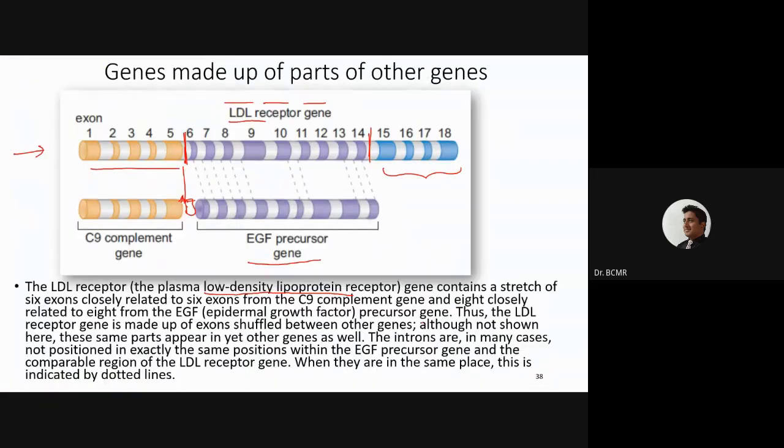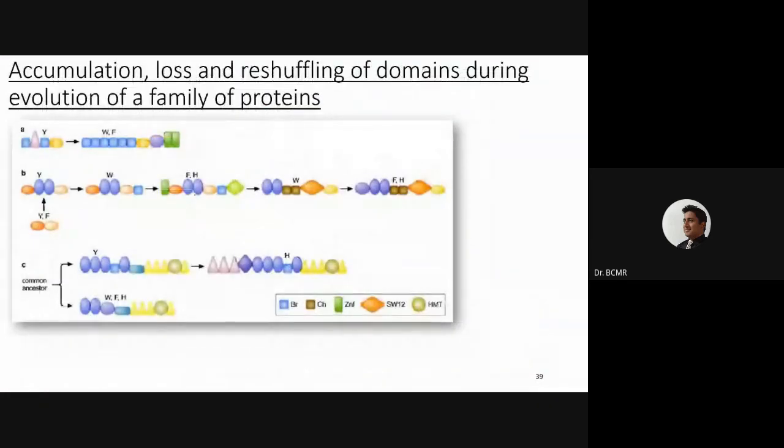I hope you understood what is exon shuffling. The same thing is what is depicted here. I hope you understood that. So each one is one bromodomain, chromodomain, zinc finger, SWI2, histone methyltransferases, and so on. You can have different combinations and you will have different proteins formed.